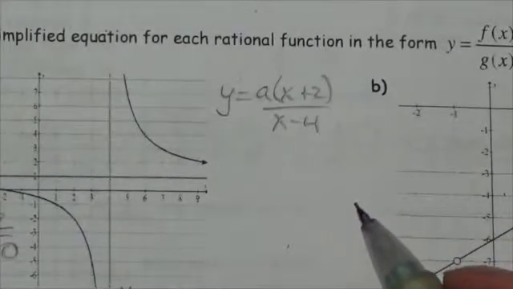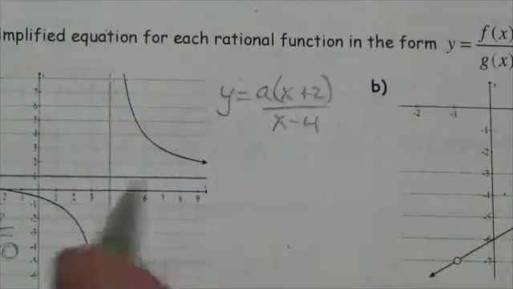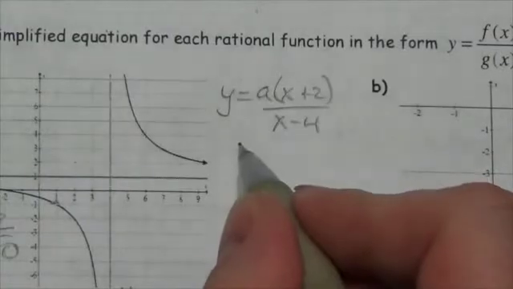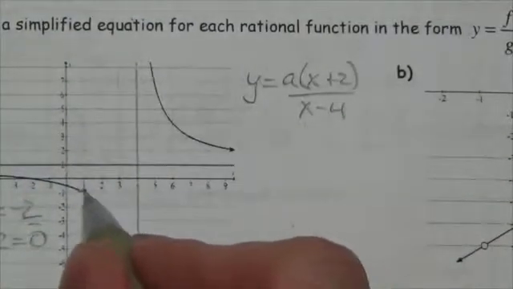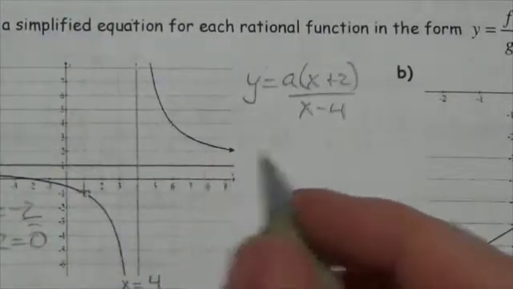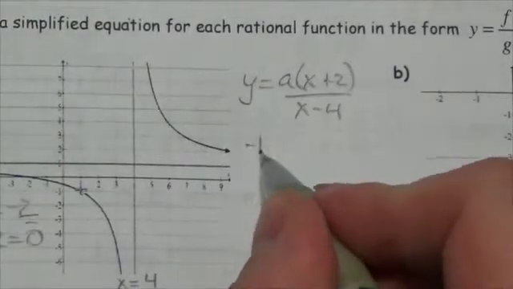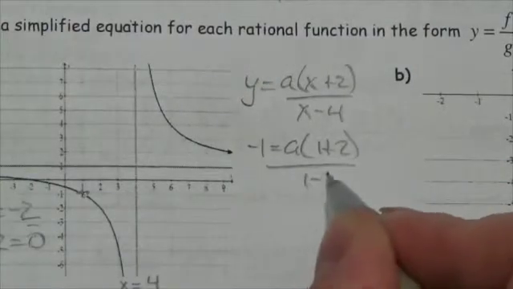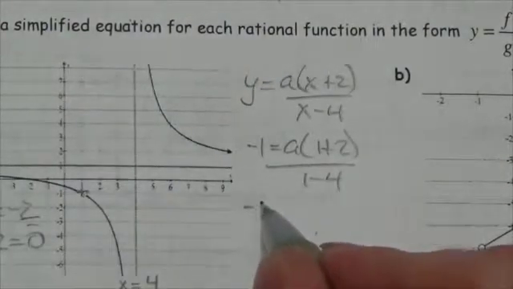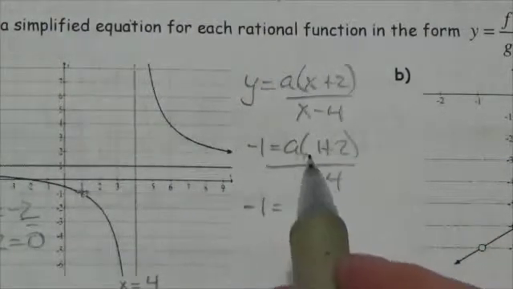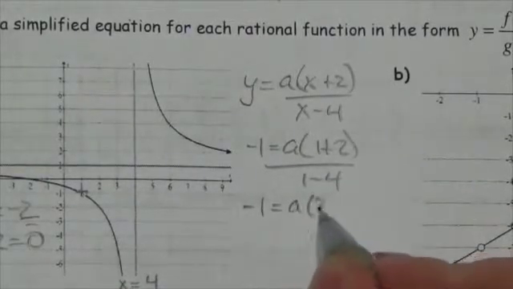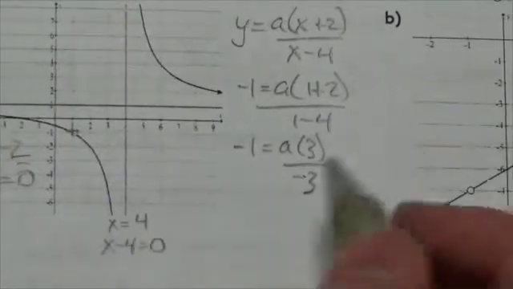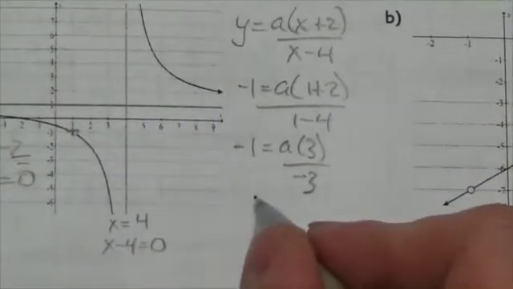Now, I'm not too sure of another point that it goes through. There's nothing specifically clear. However, the point 1, negative 1 looks pretty good. If I plug 1, negative 1 into that, that's the point right there, and it looks like it's going through there cleanly. So negative 1 is going to equal a times 1 plus 2 over 1 minus 4. So negative 1 equals a times 3 over negative 3. We're going to get negative 1, so a is going to equal 1.